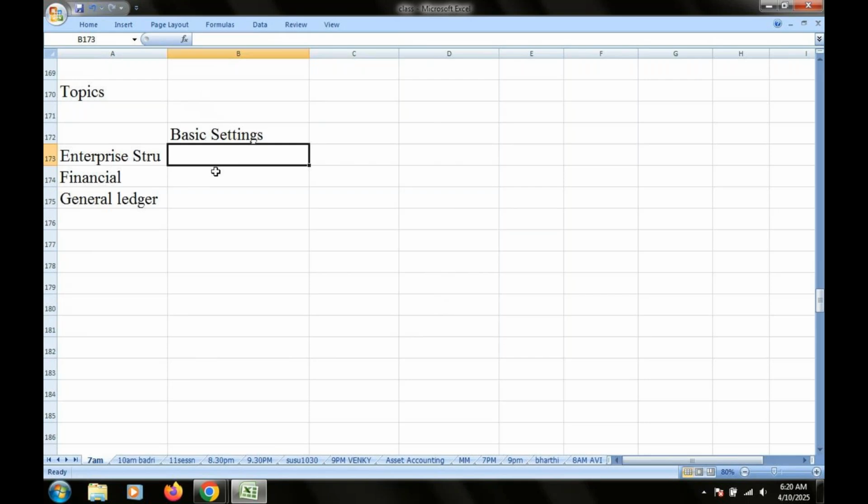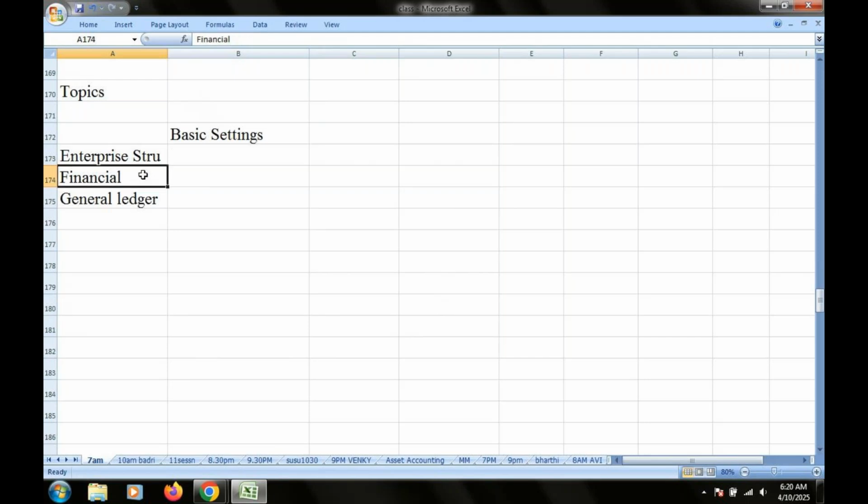So what is the company code? Why are we using the company code? These are all theory and functionality side, both we are getting the information from the enterprise structure. And we will do some configurations here. Now, once we have completed the enterprise structure, then we are moving to the financial accounting.